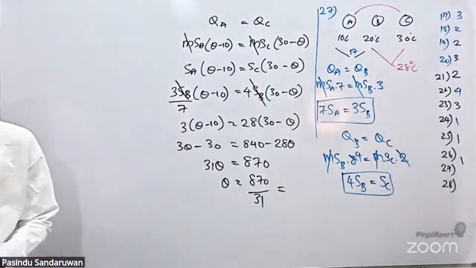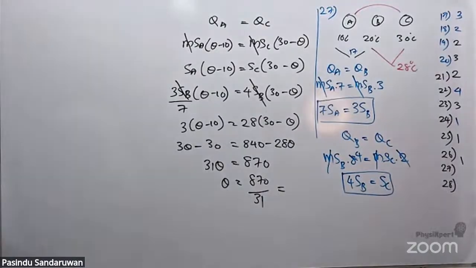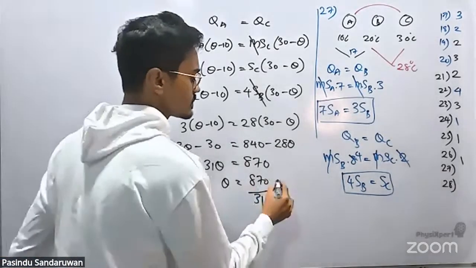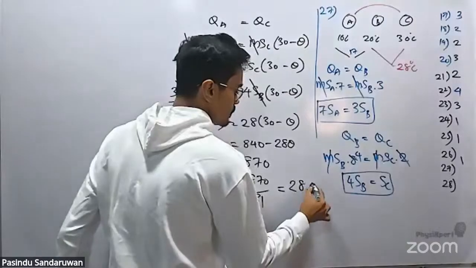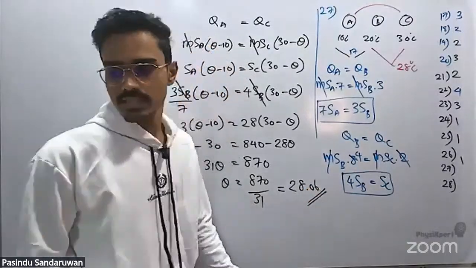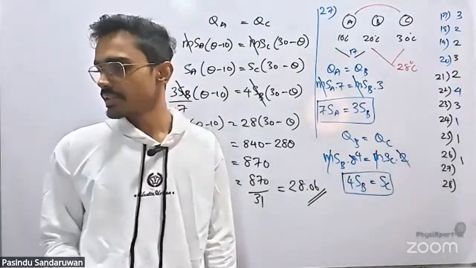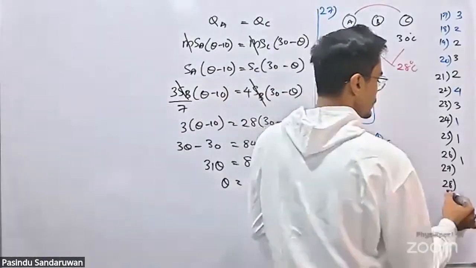This has to be checked. 870 over 31 comes to 28.06. So which means that is 28 again. 28 again, answer 5. For 27, answer 5.